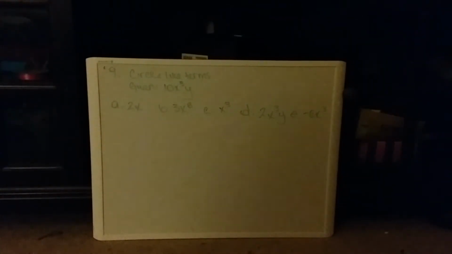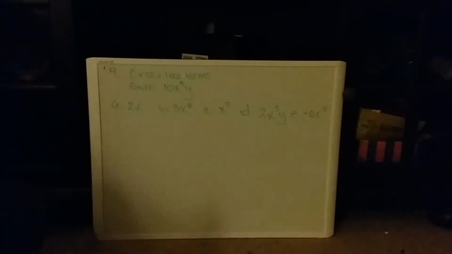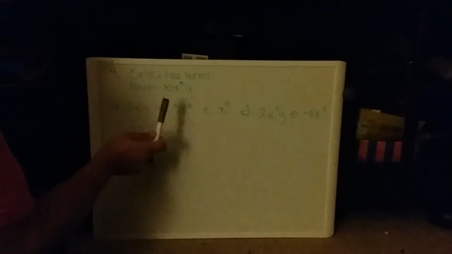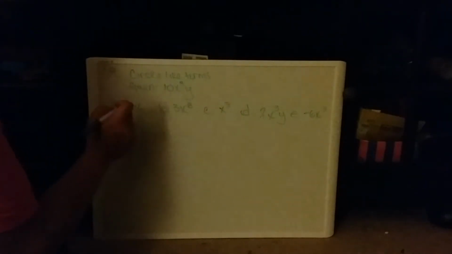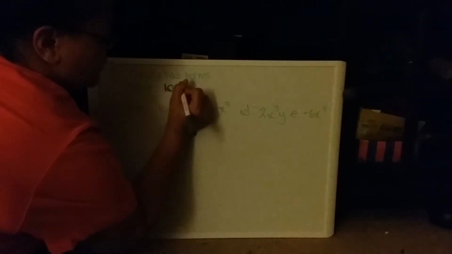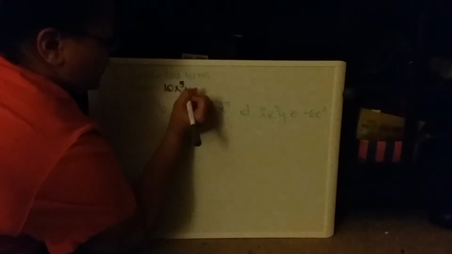Okay, so this is for your problem number 9. Sorry, I wrote this one in a different ink trying to be fancy, and I should have just used the black marker that I was using before so it could show it better. But this is for your number 9, so you're supposed to circle like terms, and then your given problem, and I'll make this darker, is 10x to the third y, right?